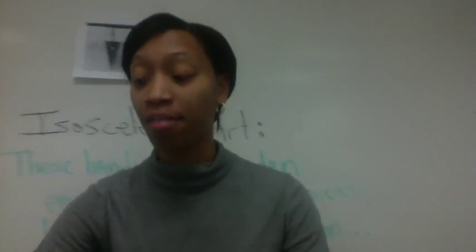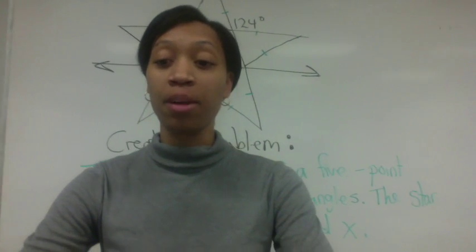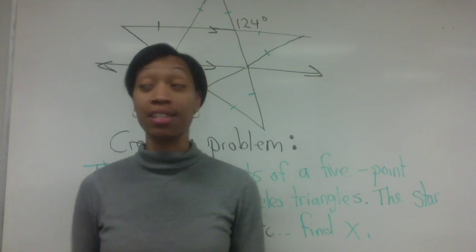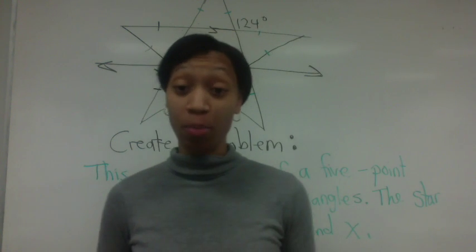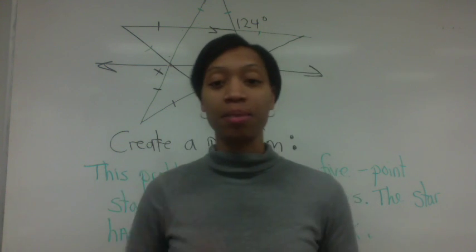Another option that you have for writing is to create your own problem. So here's a problem that I've created. You're going to make a diagram, however you like, and then describe the problem and its solution. So perhaps this is an example here. This problem consists of a 5-point star made of an isosceles triangle. The star has been cut by a transversal, and if the exterior angle of the triangle is 24, find x, and then you would explain how to solve it and go from there. You can create your diagram however you would like it to be.